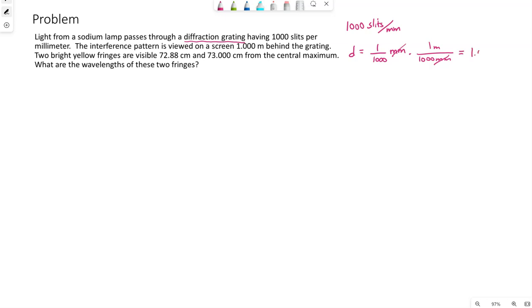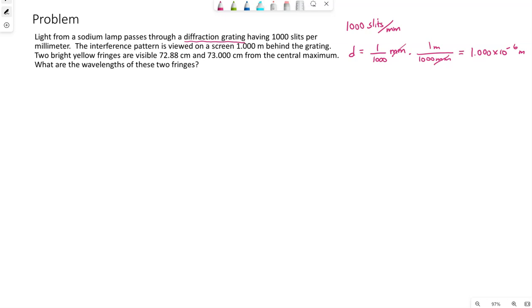And technically, we know this to 4 digits, the 1,000. So the distance between the slits is 1 micrometer. It is because these slits are so close together that these wavelengths can be spread out and distinguished from each other.